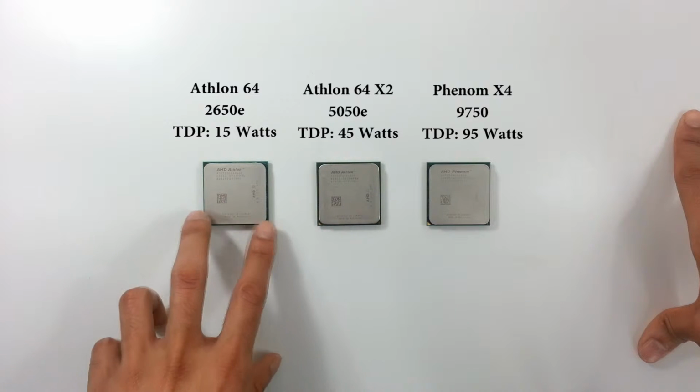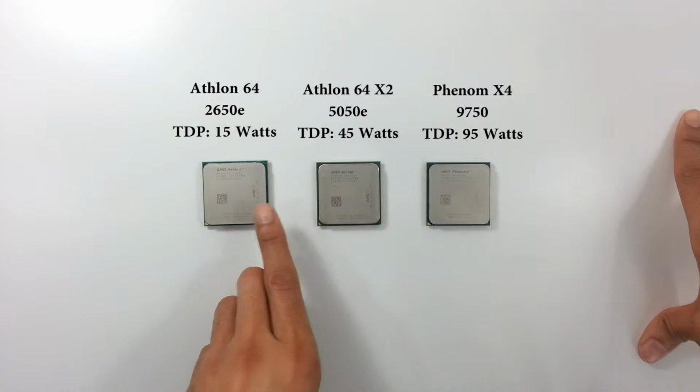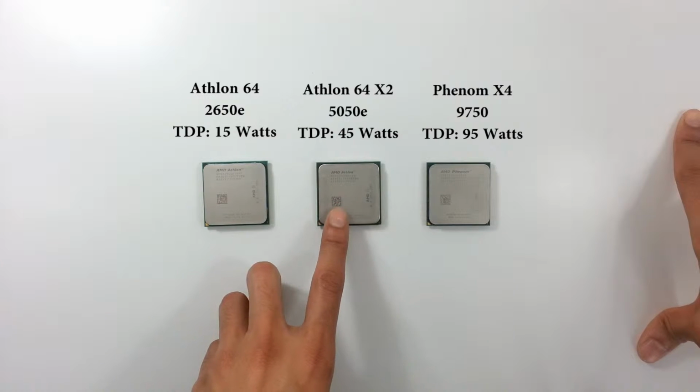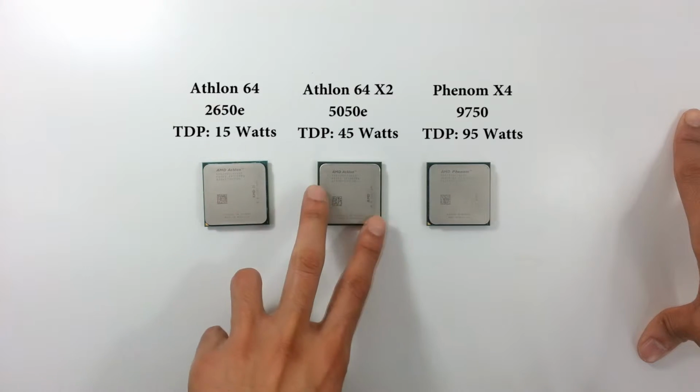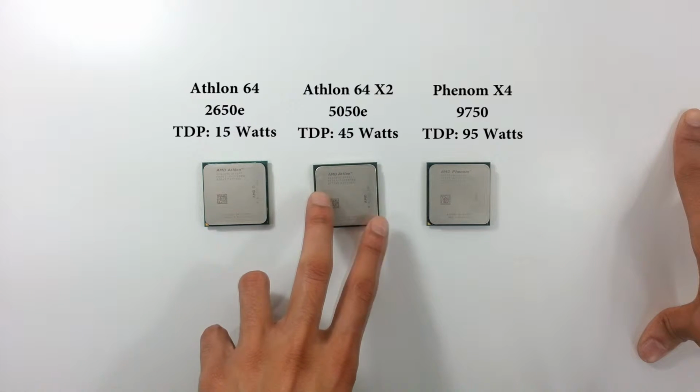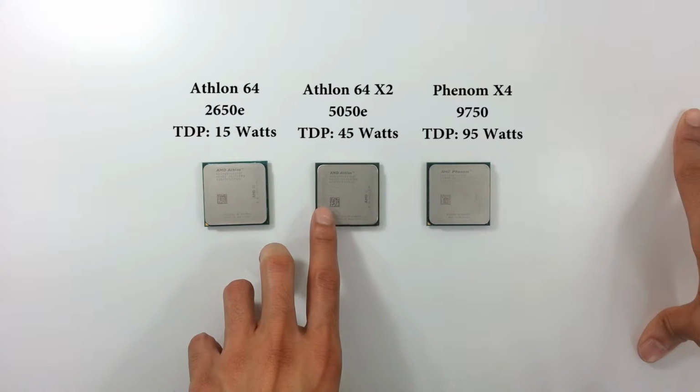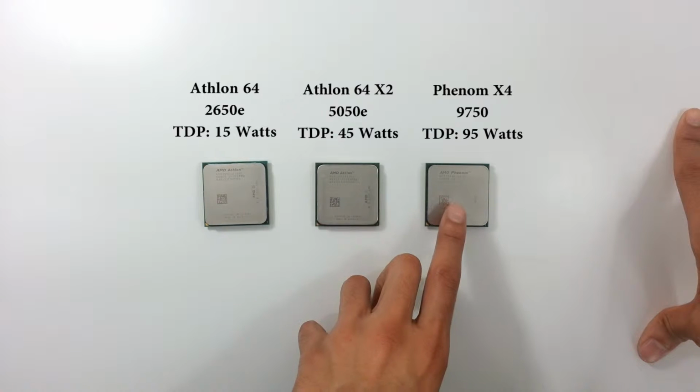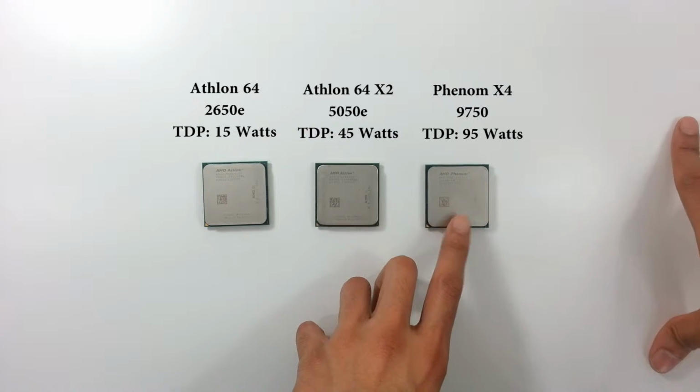This is a 25 watt TDP that came with the system. It's a single core. This is an AMD Athlon 5050E, which has a TDP of 65 watts, and this particular CPU is a dual core. And this one I have is the AMD Phenom 9750. This is the 95 watt version of it. There's another version that I think is 125 watts, but this is the 95 watt version.